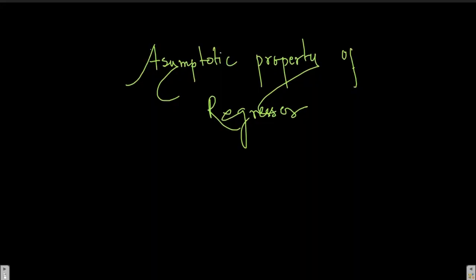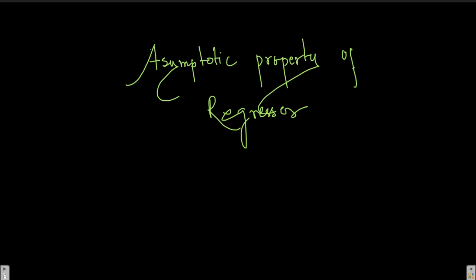Hello and welcome back to the lecture on applied econometrics. We have been talking about instrumental variables, and in this lecture we are going to deal with a particular concept called the asymptotic property of regressors, and we're going to see why exactly this asymptotic property of regressors is helpful. Before that, we will see what exactly the asymptotic property of regressors is.